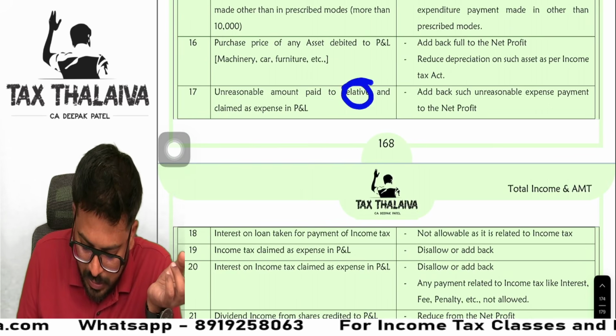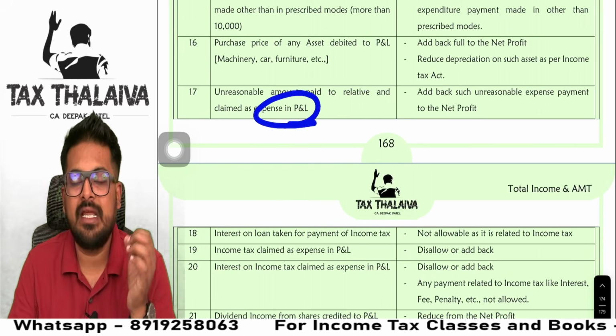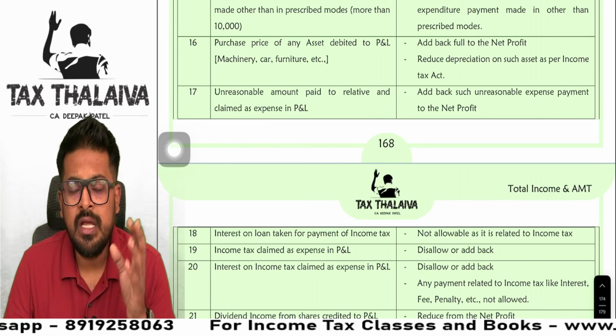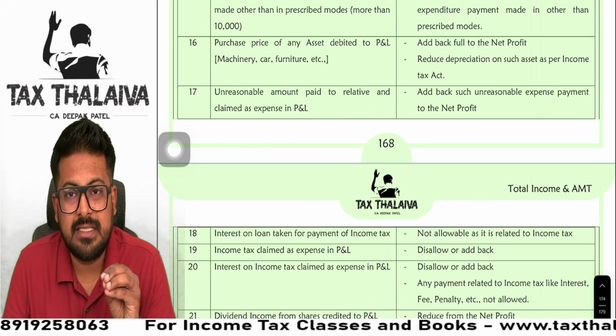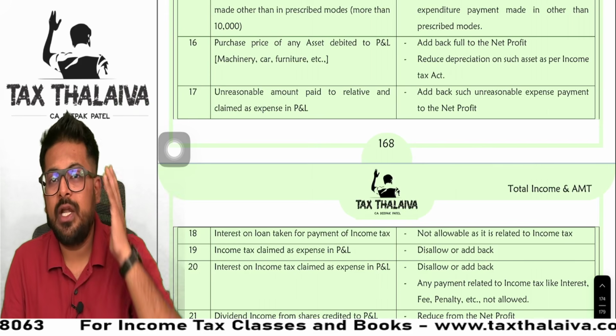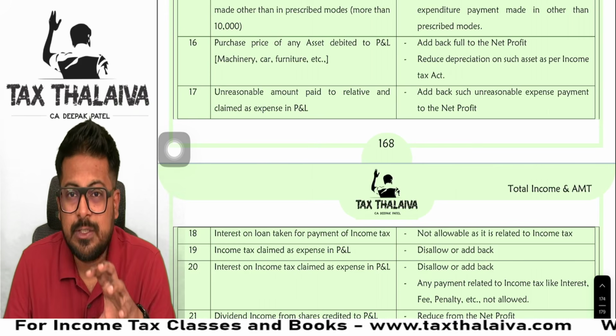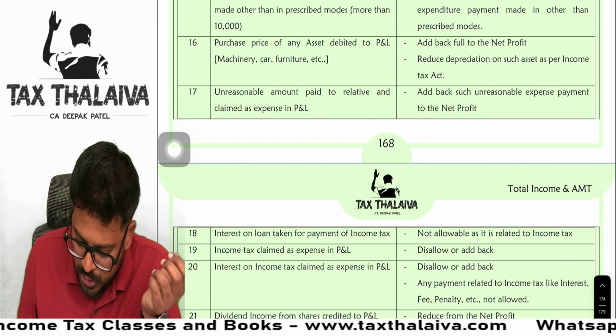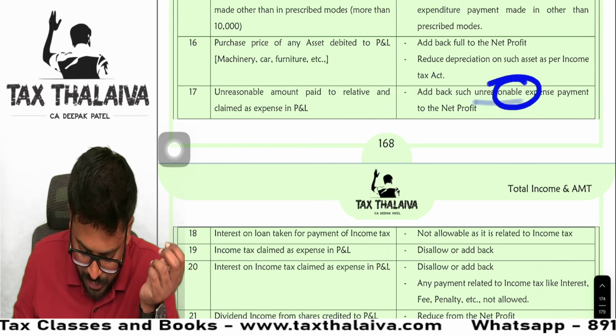Unreasonable amount paid to a relative and claimed as expenses in profit and loss account. If you make any unreasonable expenses, the excess expenditure made to a relative has to be disallowed, guys. So add back such unreasonable expenditure.